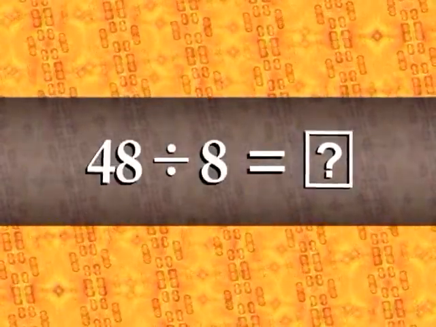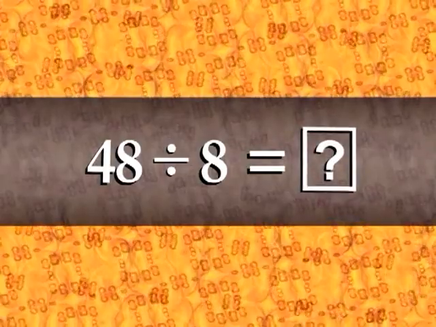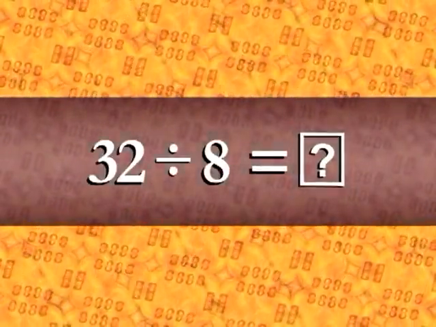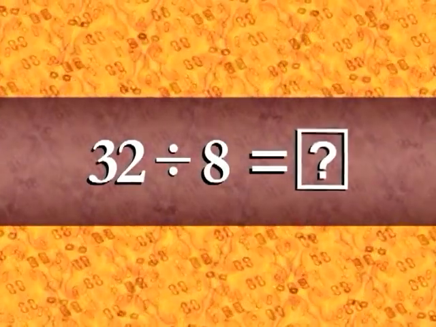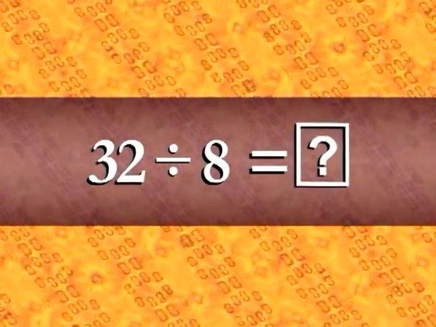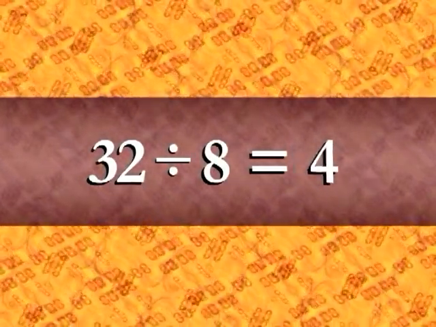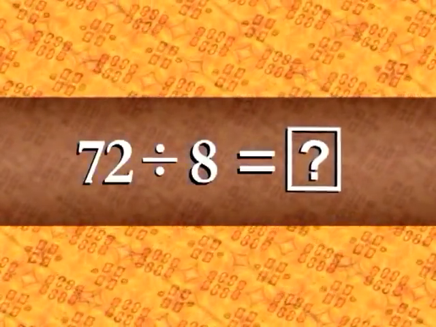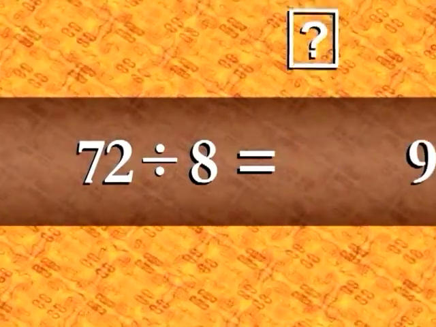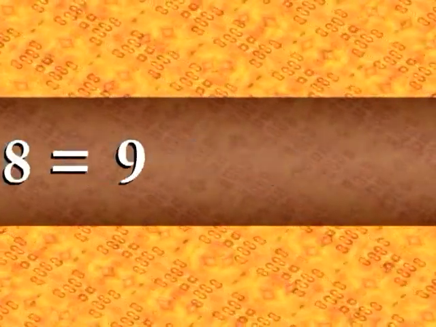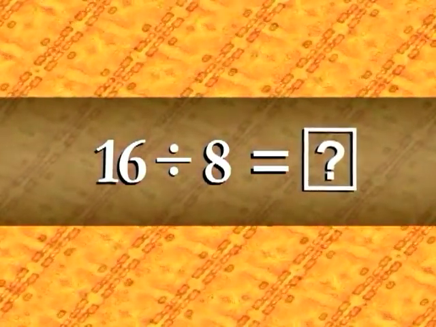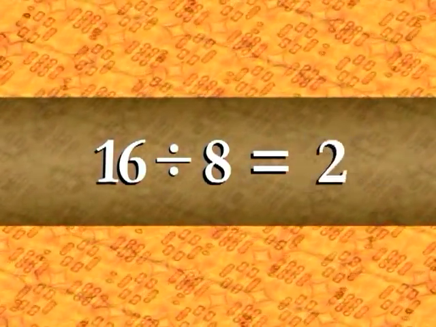Divided by 8 is 6. 32 divided by 8 is 4. 72 divided by 8 is 9. 16 divided by 8 is 2.